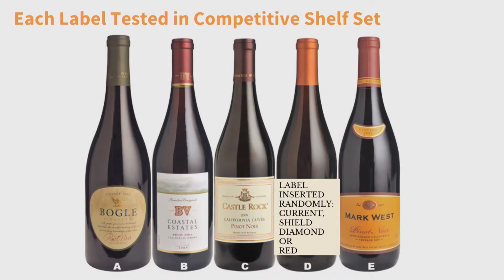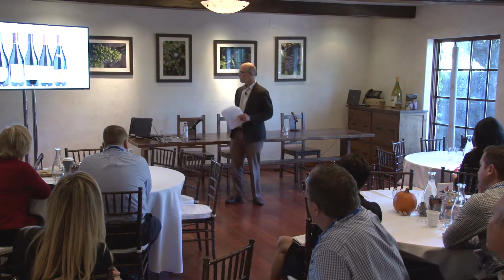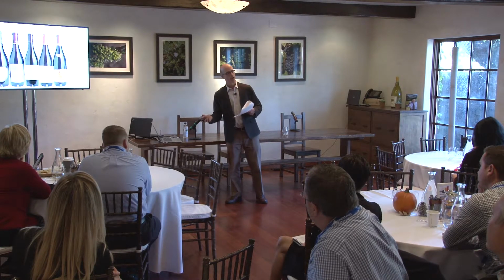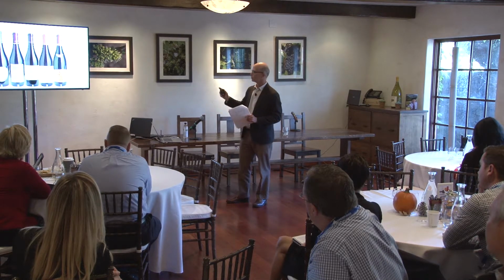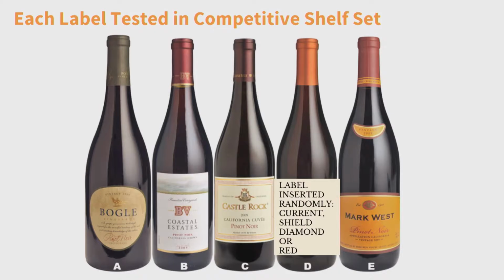What we did, as the core member of the research, is we threw it into a competitive label set. So you had these 4 competitors, and then the Current and the Shield, Diamond, or Red label were inserted randomly into the shelf set that the consumer was exposed to. Each batch of consumers saw only 1 proposed label, and the 4 batches of consumers were balanced for wine buying habits and demographics and so on. So the only variable changing here in their choice or opinions is the label of our client.